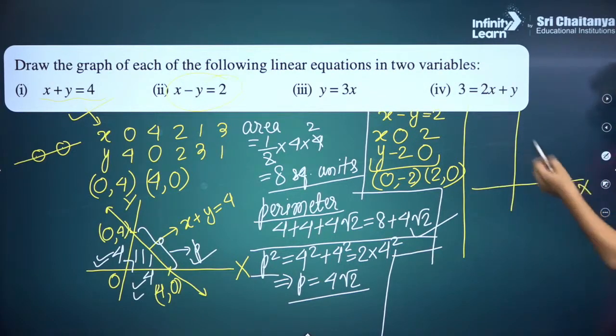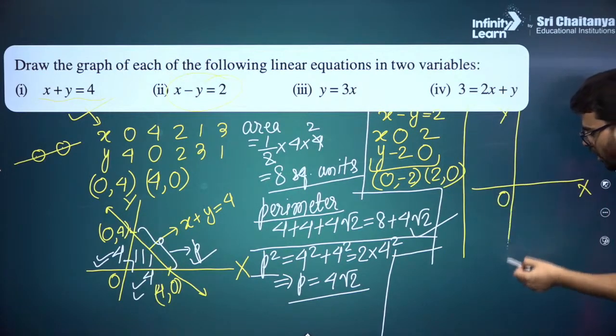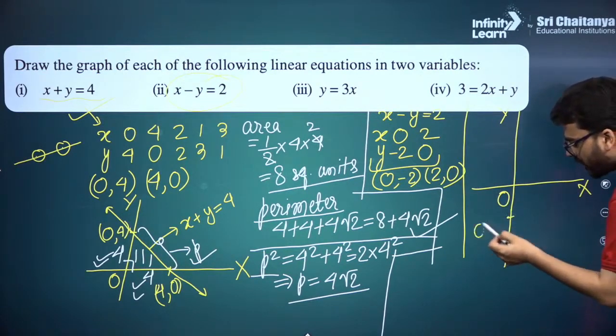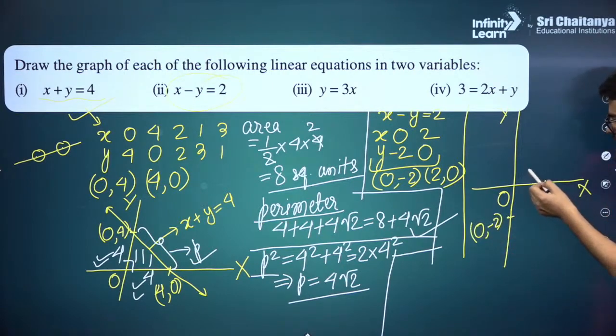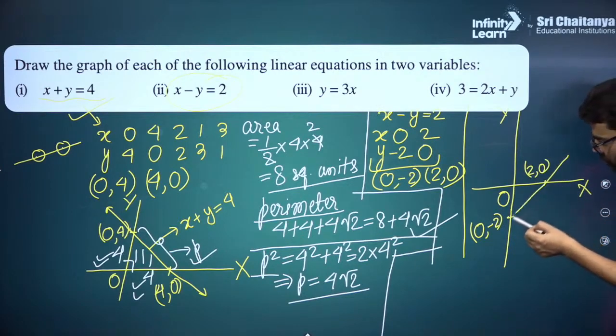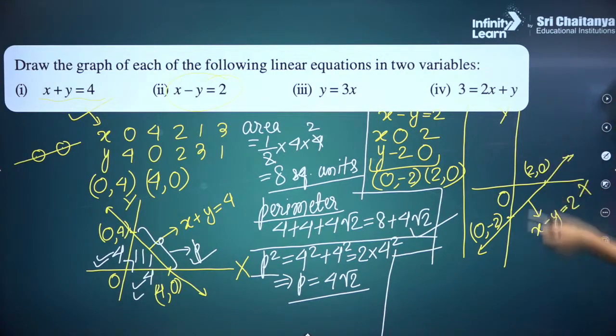So these are the coordinate axes over here, and the points over here are 0 comma minus 2, which will be somewhere over here, guys, and then 2 comma 0, which will be somewhere over here, right? So you need to join these points and you'll get the required graph. And don't forget that it is just a convention to write the equation like this. So this is x minus y is equal to 2.